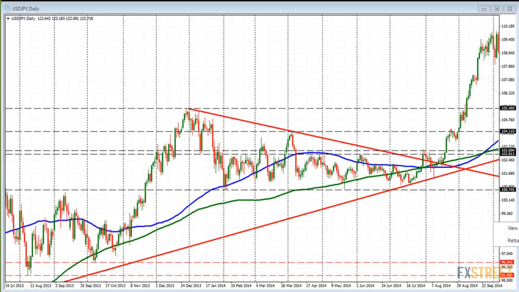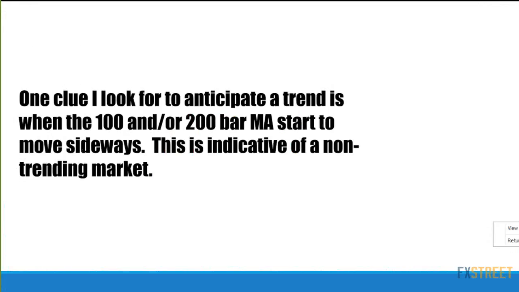And ladies and gentlemen, that is what distinguishes the Messis and the Nadals and the Ryan Howards from everyone else: they are able to see the future, and you as a trader have to be able to see the future as well by finding those little nuances and believing them, and more importantly, anticipating the trend. So one clue I look for to anticipate a trend is when the 100 and or 200 bar moving average start to move sideways. This is indicative of a non-trending market, and you have to be ready for that.